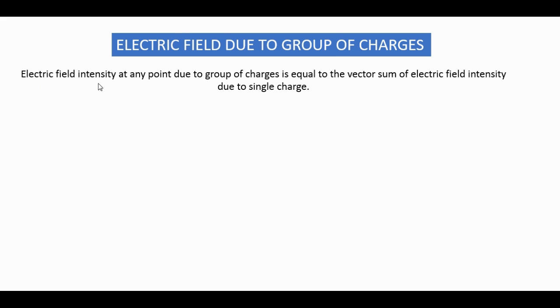Electric field due to group of charges. In the earlier section, we learned about the electric field of one and two charges. Now we are seeing the electric field due to a group of charges. Electric field intensity at any point due to a group of charges is equal to the vector sum of the electric field intensity of the individual charges at that point.